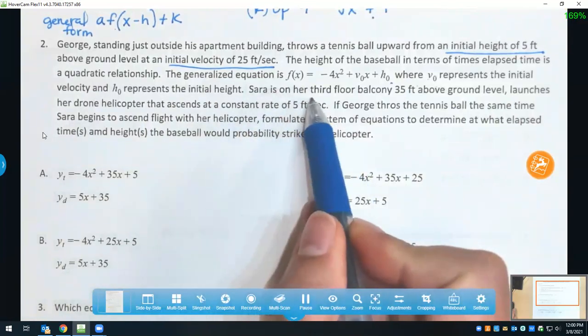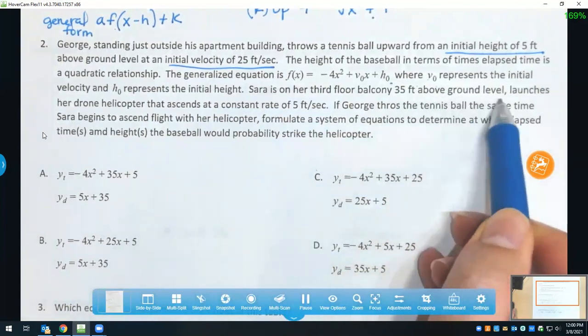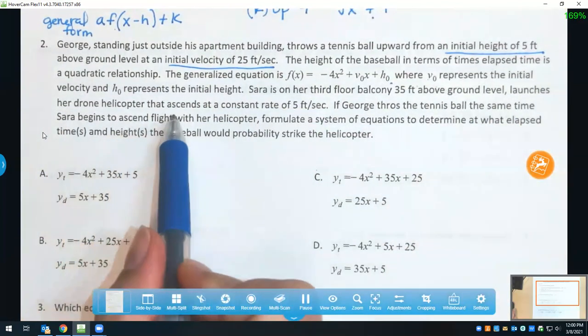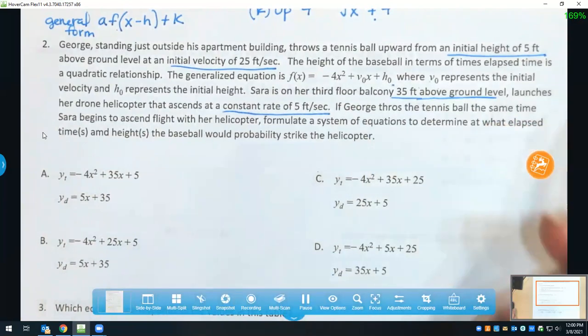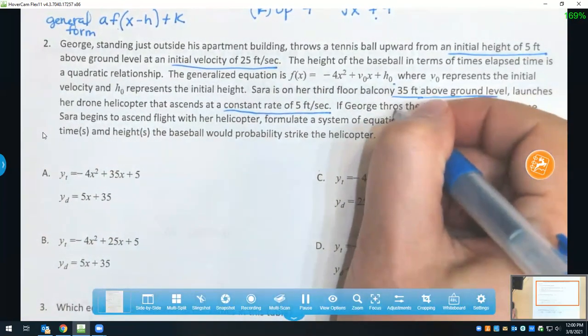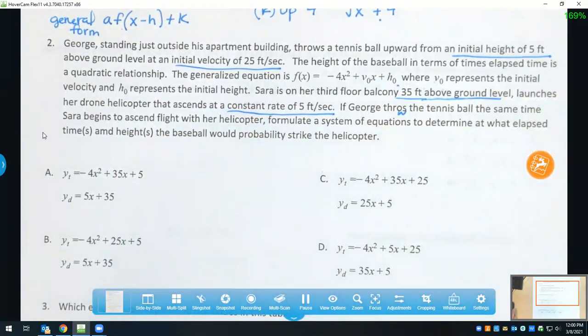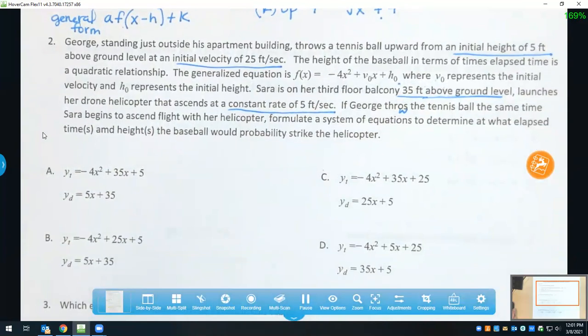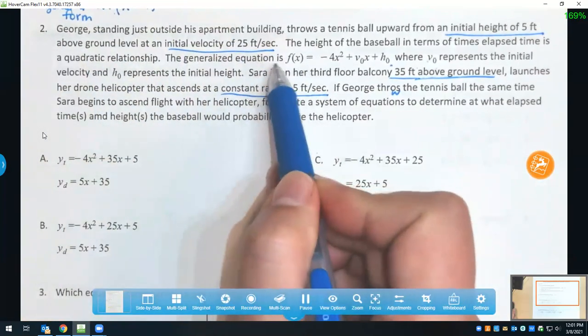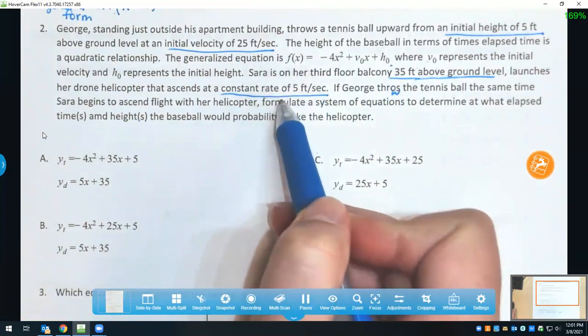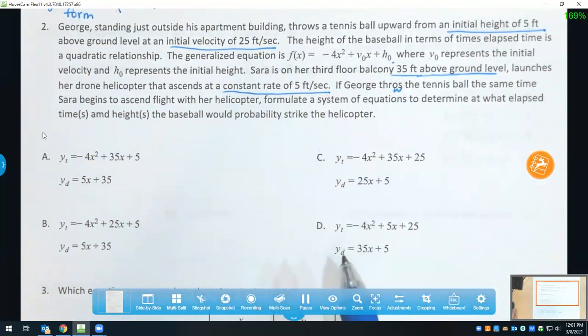Now we have Sarah, who's on the 3rd floor balcony, 35 feet above the ground level, and she launches her drone helicopter that ascends at a constant rate of 5 feet a second, okay, and also 35 feet above ground level. We know that's going to be important. So typo, but if George throws the tennis ball at the same time Sarah begins to ascend flight with her helicopter, formulate a system of equations to determine at what elapsed times and heights the baseballs would probably strike the helicopter. Okay, so we're looking for a point of collision between the baseball getting thrown in the air, modeled by this formula, and Sarah's drone, modeled by an equation that we're going to have to create.